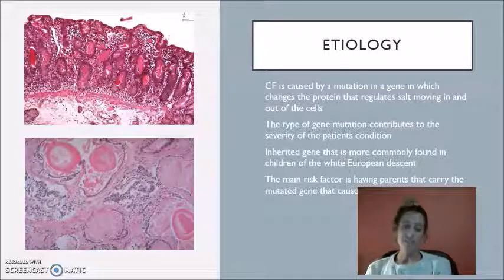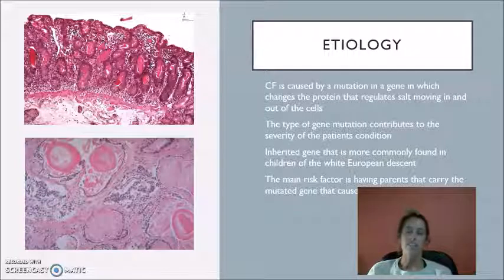The etiology for cystic fibrosis, also known as CF, is a mutation in the gene that changes the protein that regulates salt moving in and out of your body. And this is what causes the secretions to turn thick and sticky instead of thin and slippery. What I didn't know is that the type of gene mutation contributes to the severity of the patient's condition. I thought if you have that genetic mutation, then you have cystic fibrosis and all the same symptoms and signs, but that's not the case. I guess the severity of the gene mutation itself contributes to the condition of your case.